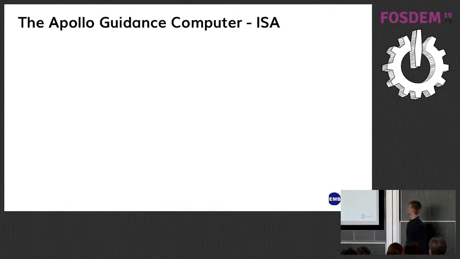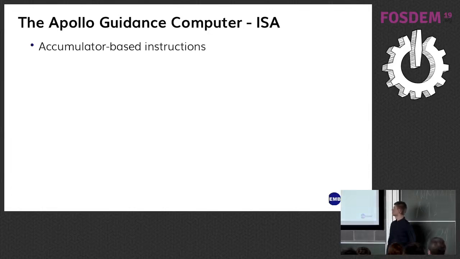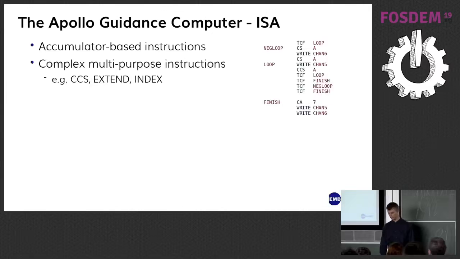So the instruction set architecture of the AGC is quite a different architecture to what we're used to, due to the fact that there was a lack of computing resources, and also the assembly was designed for programmers and not compilers. So firstly, instructions were accumulator-based. Secondly, many instructions have a very complex operation to squeeze in some sort of higher-level constructs into such a small ISA.